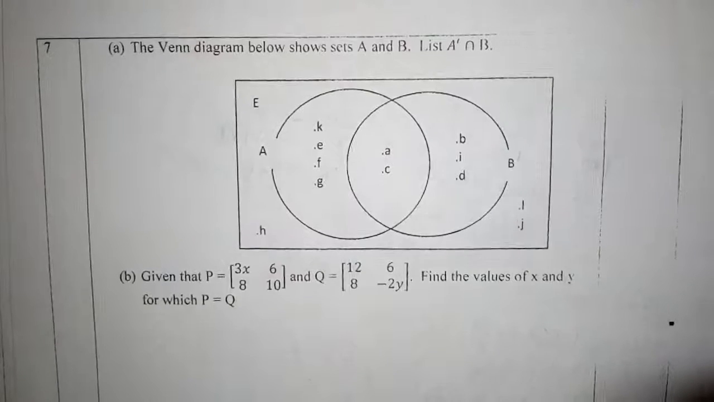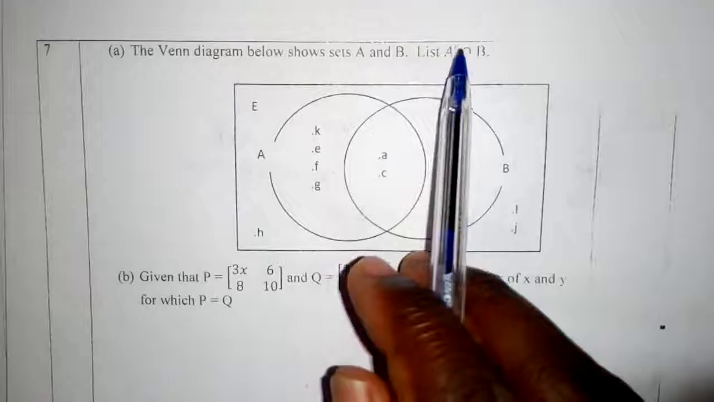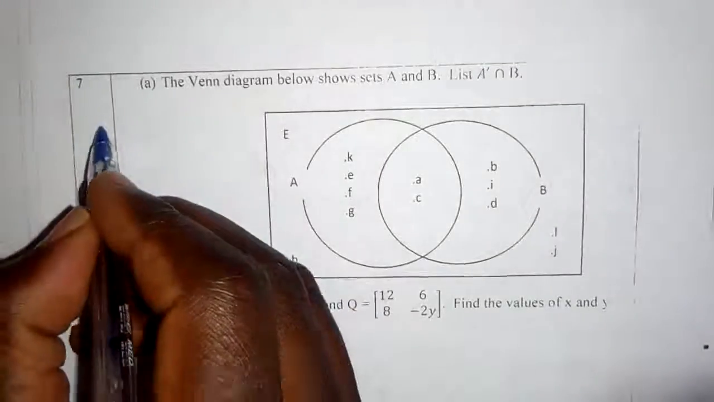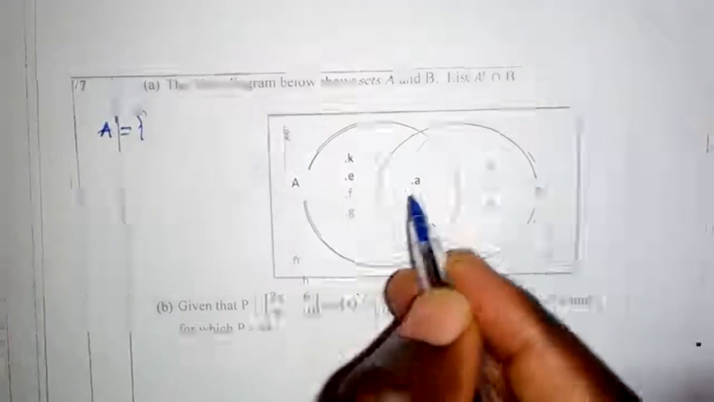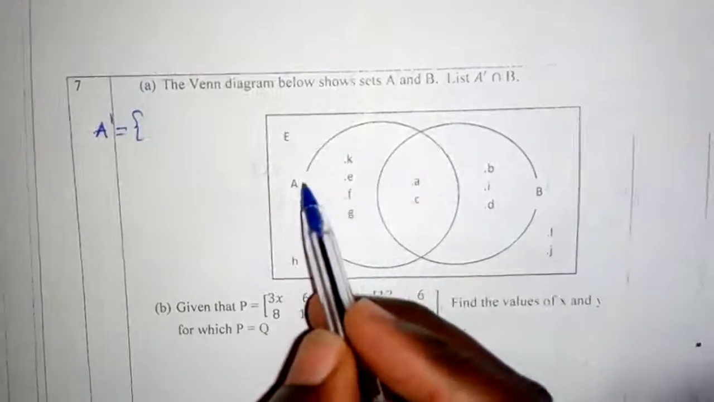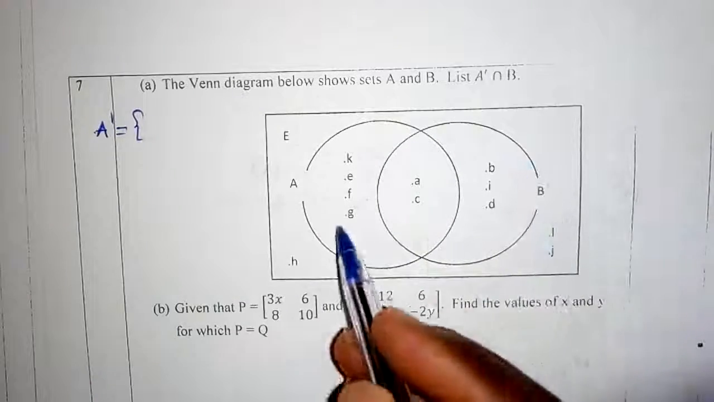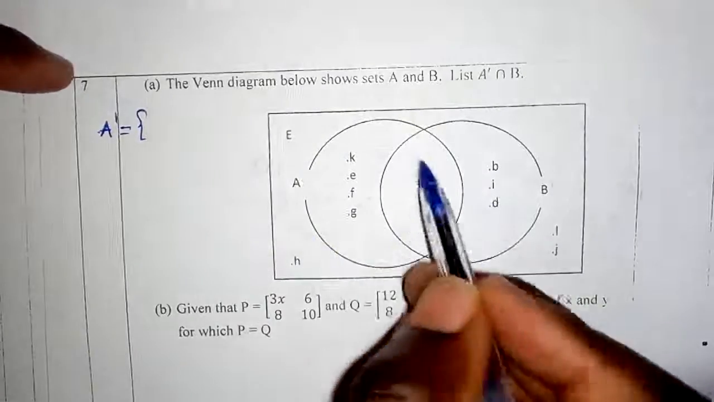Question 7 is over here. For question 7, they want us to list A complement intersect B. So you do almost the same procedure. You say A complement. What is A complement? Everything that is not in A. This is our A and our B and outside the sets. So we list what is not in A.